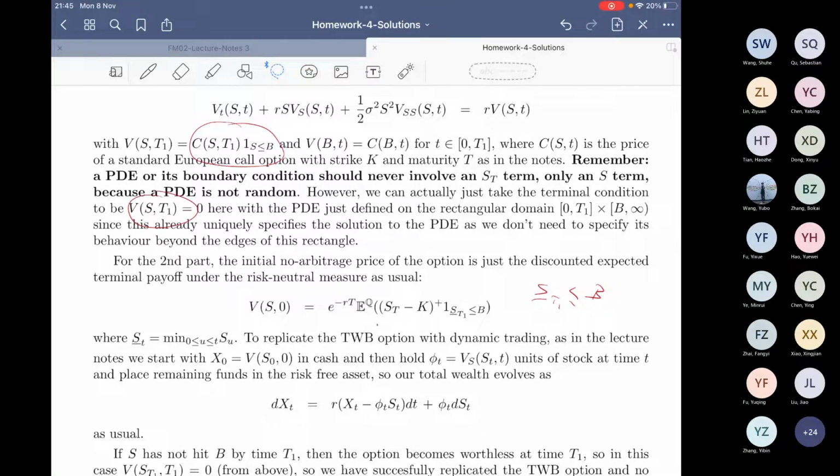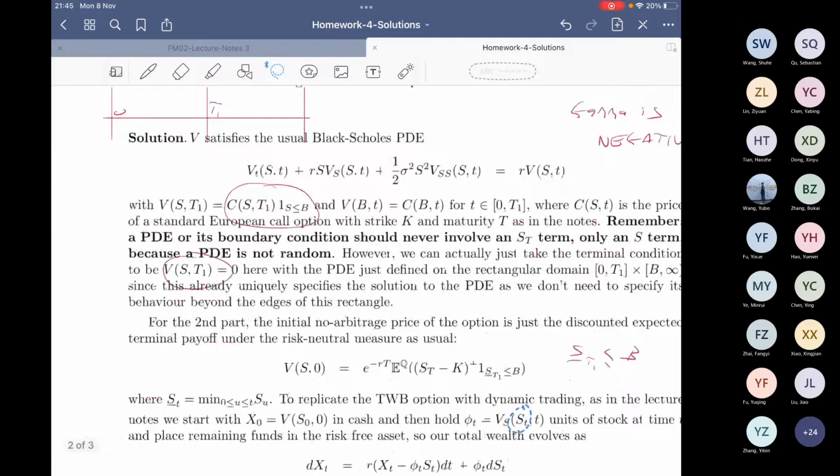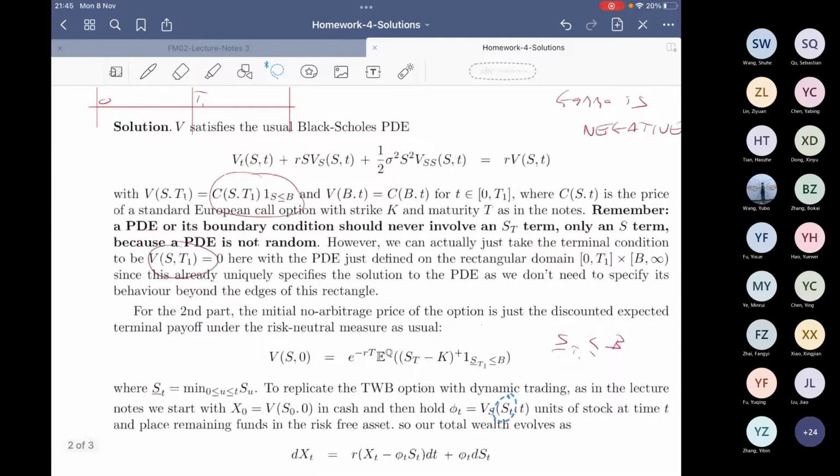So to replicate the time window barrier with dynamic trading in the usual way, as in the lecture notes, you start with this amount of cash as usual. Otherwise it's just the same rule. You hold V of ST, you hold the delta, you take the value of the option, you partially differentiate with respect to the evaluated ST, and that's your delta. And we've seen the PDE.